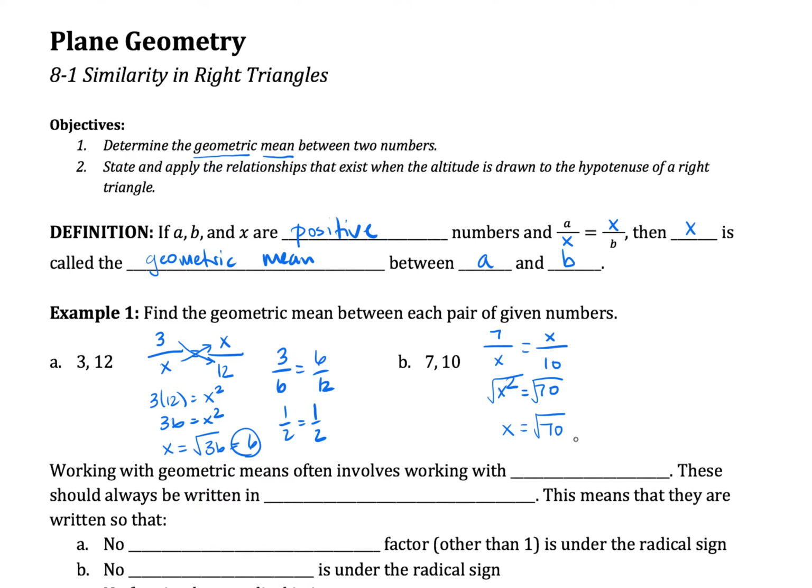Because when you round, you're not giving the exact number, you're giving something that's really close to what the exact number was, but you rounded it. You made it slightly inaccurate. So in this case, we're just going to leave our answer as the square root of 70. That is going to be the geometric mean between our two numbers, 7 and 10.